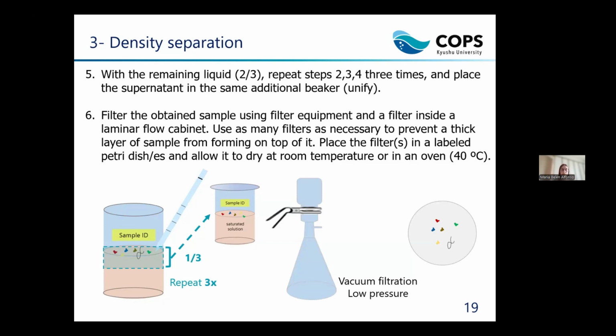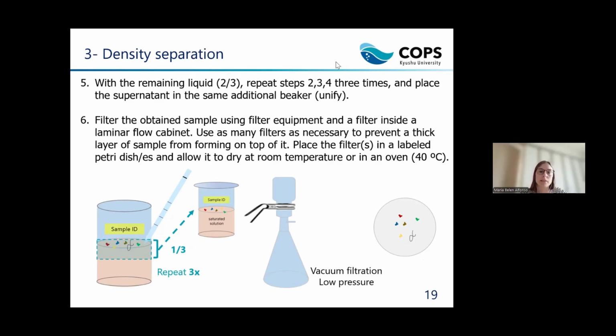And you will filter this obtained sample using a filter equipment and a filter inside a laminar flow cabinet. You need to use, same as in the digestion, as many filters as necessary to prevent any thick layer forming. But after density separation, we are not expecting much more material than the plastic particles and maybe another type of particles remaining, but still not much content, right? And then you can place the filter in a labeled Petri dish and allow it to dry at room temperature, or you can use an oven, but at low temperatures like 40 degrees for a few hours.